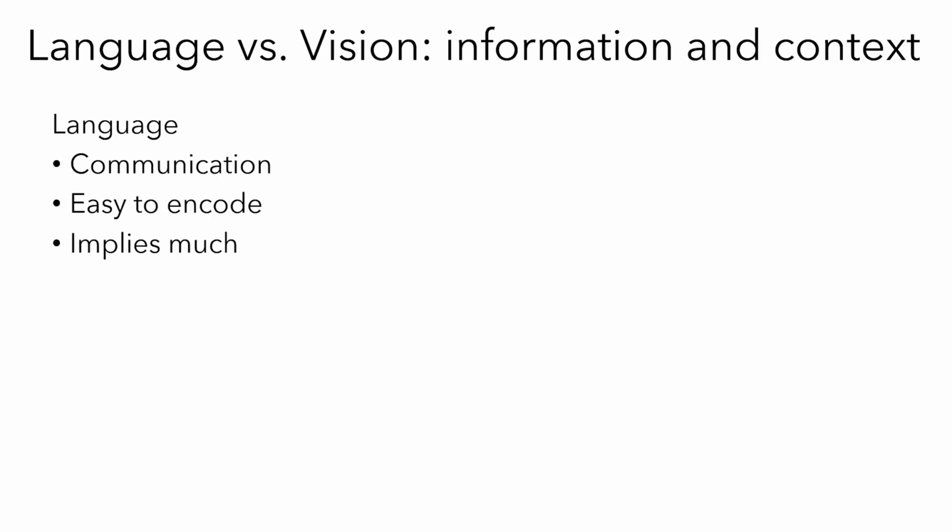It's not going to be easy to create these kinds of multimodal general purpose systems because there are big differences between language data and other kinds of data like vision data. Language is made to communicate. It's easy to encode, and it implies a lot with a little bit of data. For example, if your friend comes to you and says, I'm pregnant, it only takes 3 tokens to represent that information, but you know that those 3 tokens are going to change your friend's life.